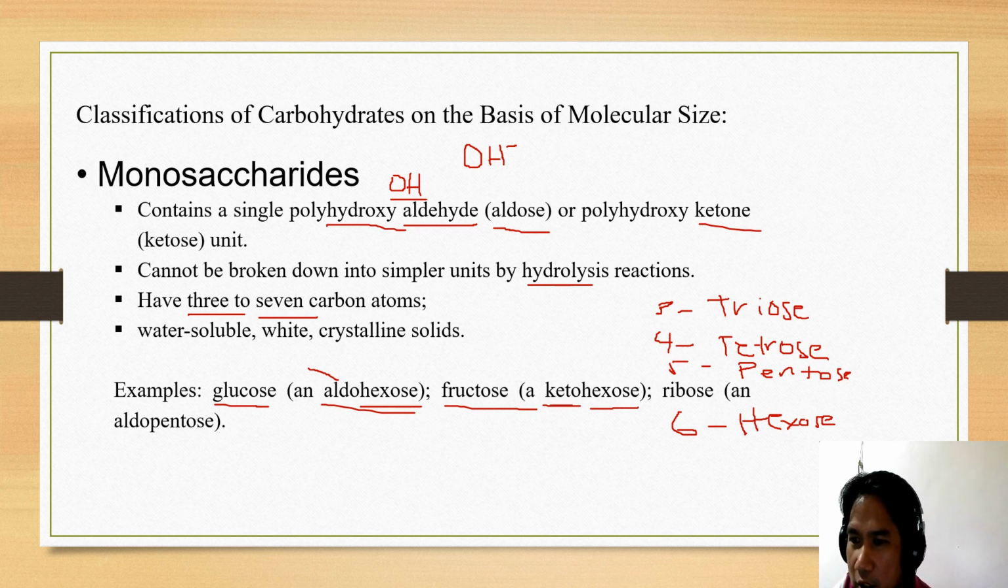Okay, then ribose is a 5 carbon sugar. So it's an aldopentose. Aldo, again, this is based on aldehyde, an aldose, and a 5 carbon sugar. So we call it aldopentose.